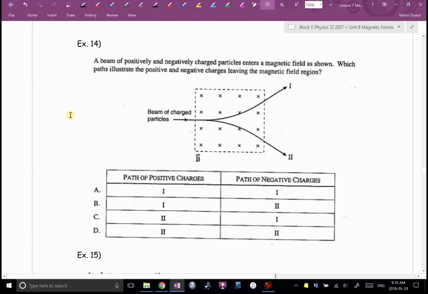This is how we can determine whether a charged object, a subatomic particle, is positive or negative. We send a stream of particles through an external magnetic field. So a beam of positively and negatively charged particles enters a magnetic field as shown. Which path illustrates the positive charge and which path illustrates the negative charge? Let's do the positives first. So we have positive charges.